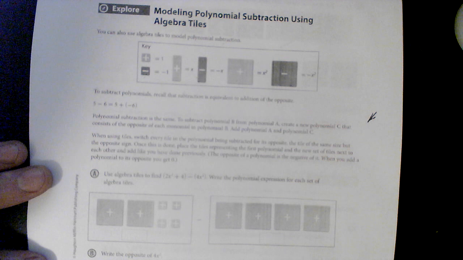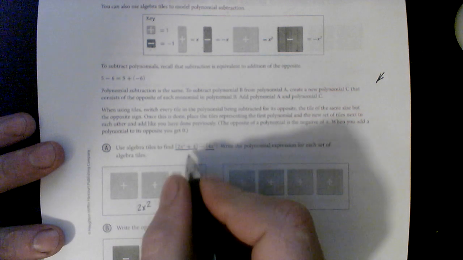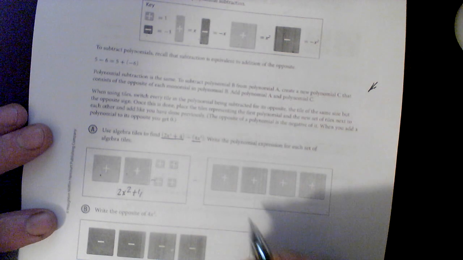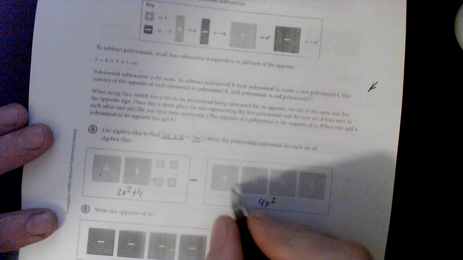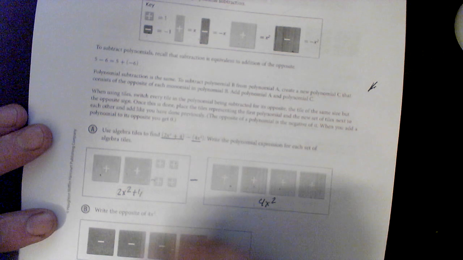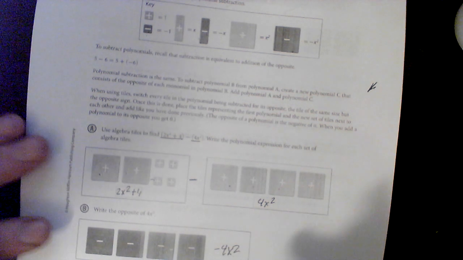So we have this problem right here, and they're representing it with tiles. This 2x squared is there, and this plus 4 is there. You can see 2x squared and 1, 2, 3, 4. And over here we're subtracting 4x squared. There's 1x squared, 2x squared, 3x squared, 4x squared. So the opposite of 4x squared is negative 4x squared. And look at that, we've already made it through an entire page.